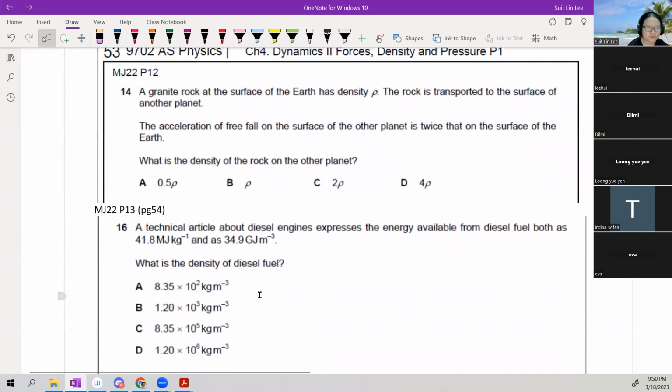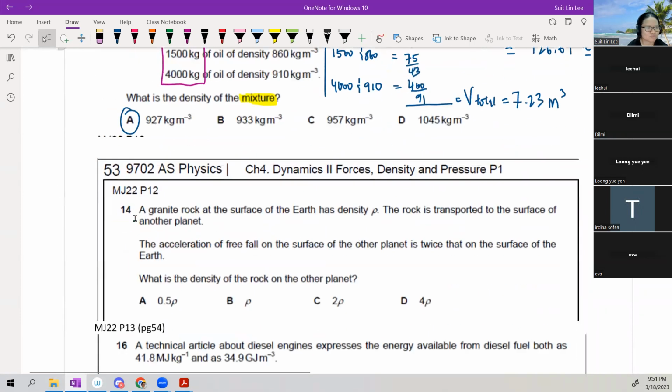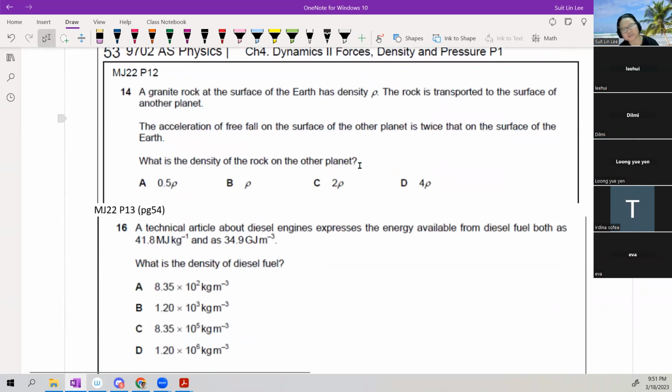All right, so let's do another one, and I'll leave the last one to you. Okay, so actually I should do both because they're quite interesting. So all this is a very recent one. I took everything from the summer 22 just to see the variety of questions. So in the second variant, you see there's a granite rock on the surface of the earth with the density rho. The rock is transported to the surface of another planet.